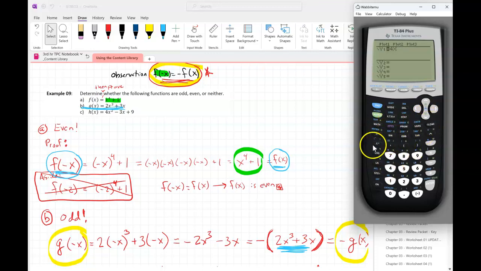So I have 4x squared minus 3x plus 9. Let's go ahead and hit graph. I see a little bit of it up here, but I can't really tell what's going on. So I'm going to adjust my window here a little bit.